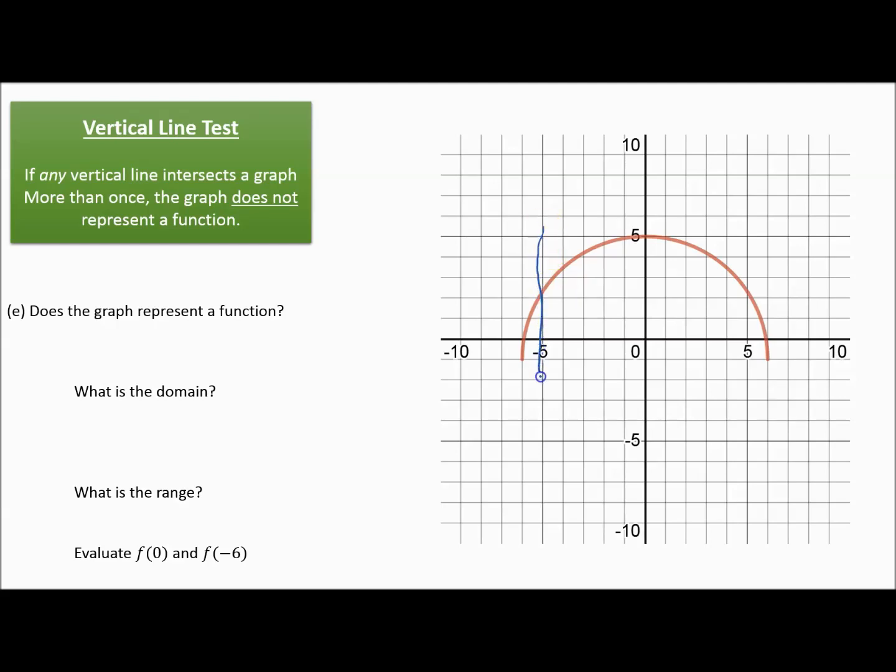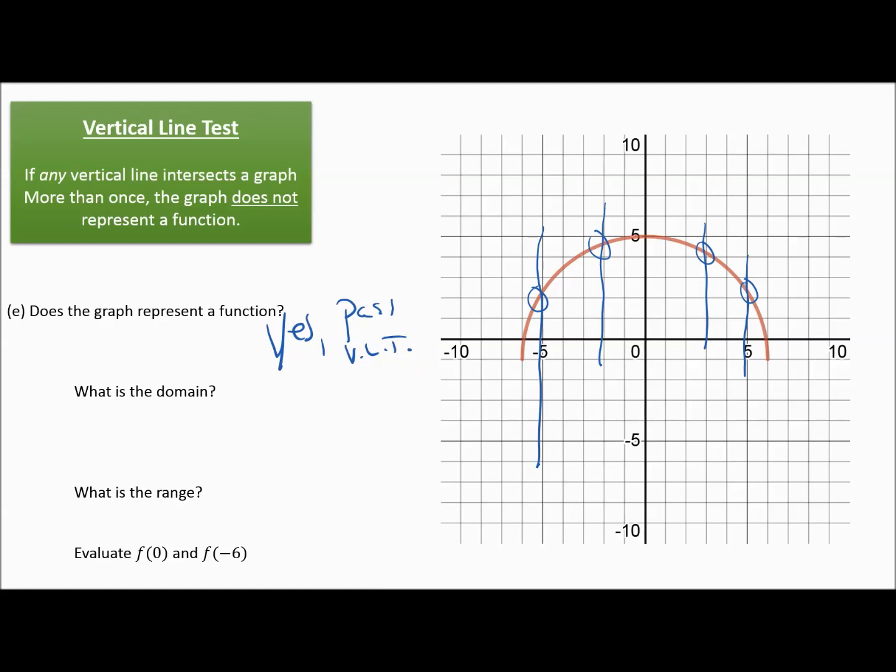So if I draw a random vertical line, look, it only intersects once here. It only intersects once here. Can you imagine drawing a vertical line that would intersect this graph more than once? And you can't. There are no points on this red graph that stack up on top of each other. So yes, this is a function. If I ask you why, you would say because it passes the vertical line test. Okay, so it is definitely a function.